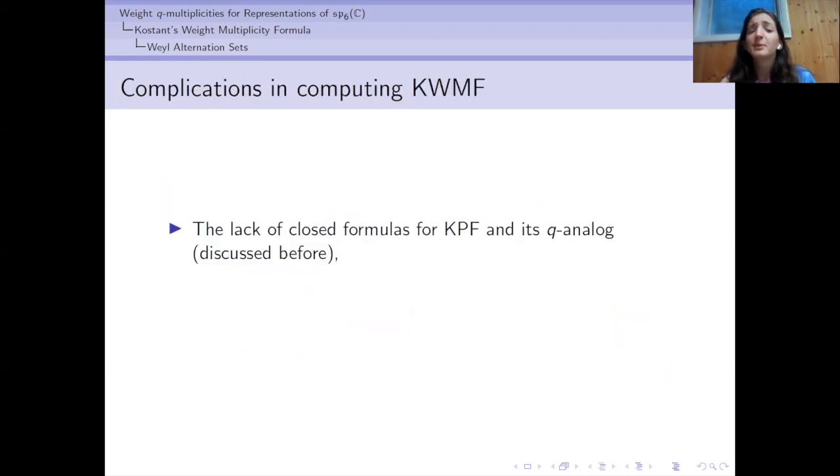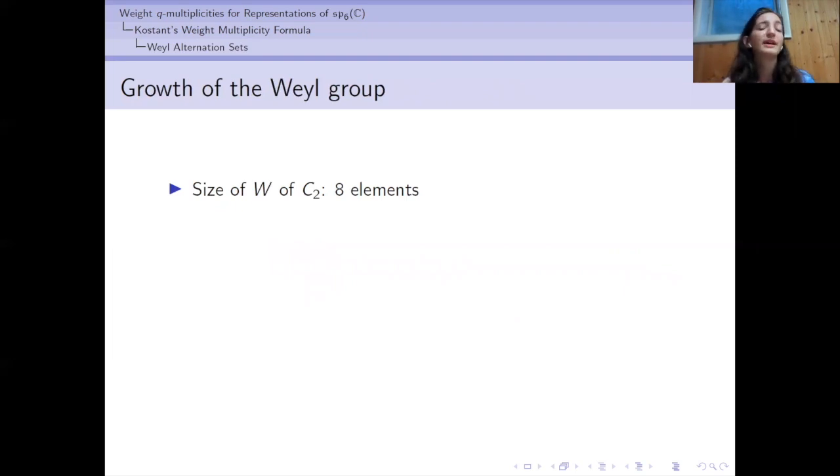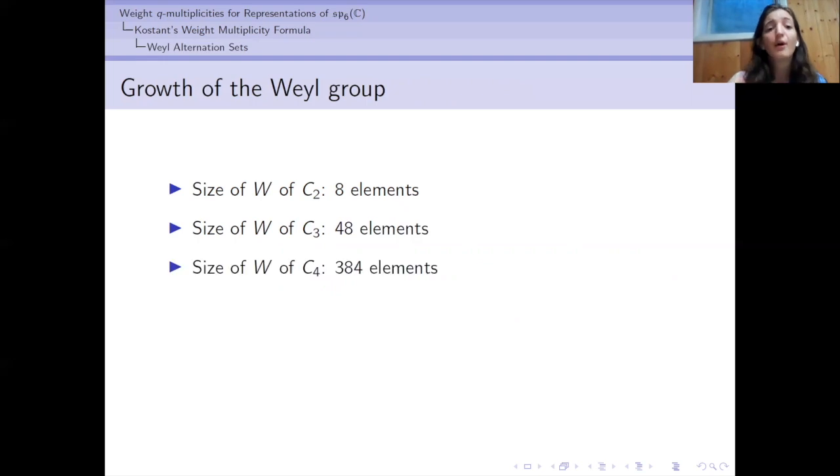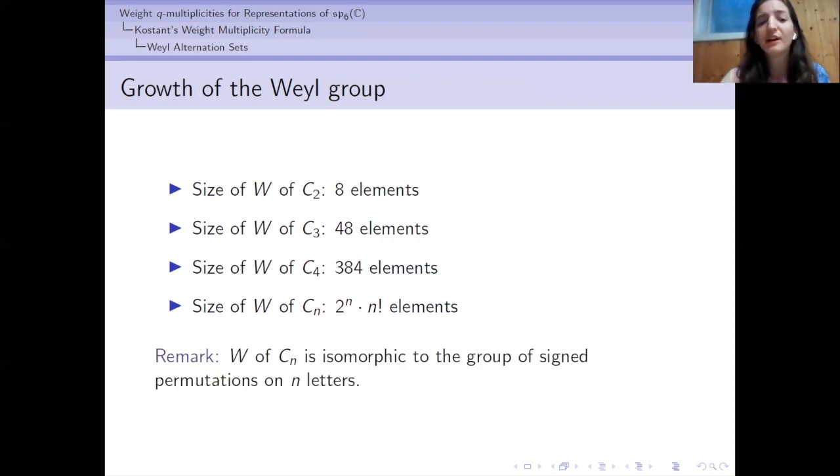So then that brings us to some complications when we are trying to compute the multiplicity formula. The first one is something we talked about before, which is the lack of closed formulas for Kostant's partition function and its q analog. The other one is that the size of the Weyl group grows exponentially factorially with the rank of the Lie algebra. So I'll show you what that means. For Lie algebra of type C2, the Weyl group has 8 elements. For C3, 48 elements. For C4, 384 elements. In general, it is 2 to the n times n factorial elements. So you can see where that exponentially factorially comes from.